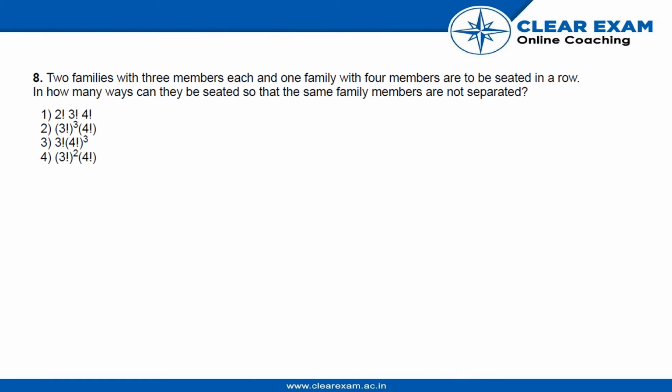Hello everyone. So the question says that two families with 3 members each and one family with 4 members are to be seated in a row. In how many ways can they be seated so that the same family members are not separated? So here we have a total of 3 families.